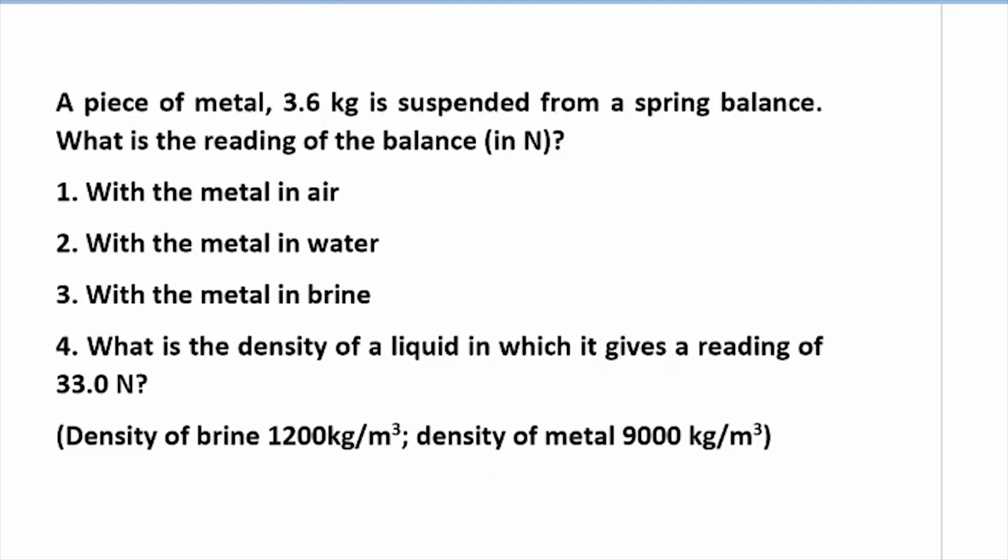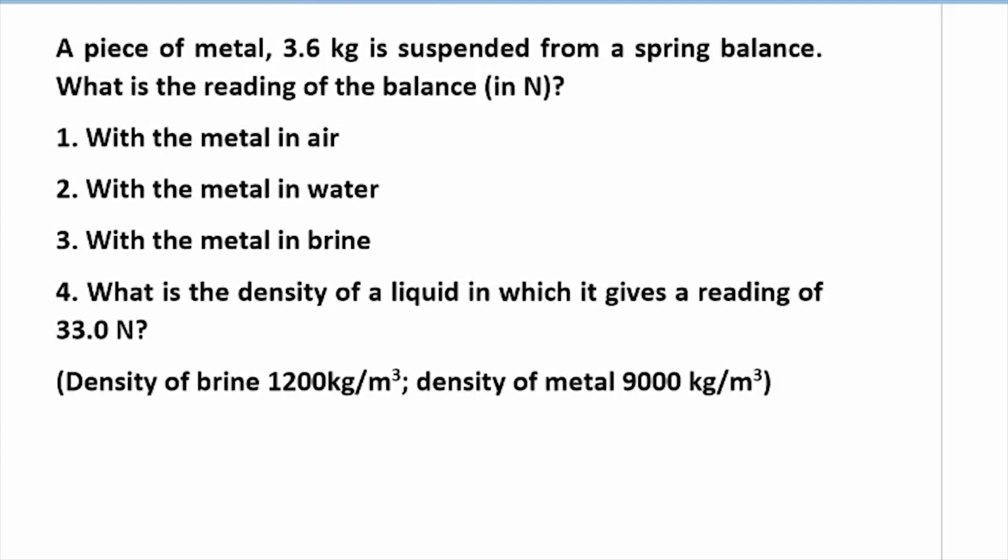So we have here a piece of metal of 3.6 kilograms, suspended from a spring balance. What's the reading of the balance in newtons with the metal in air, with the metal in water, with the metal in brine? And what is the density of the liquid in which it gives a reading of 33 newtons? All that. So let's begin with the first one. A piece of metal, 3.6 kilograms, is suspended from a spring balance. What is the reading of the balance in newtons with the metal in air?